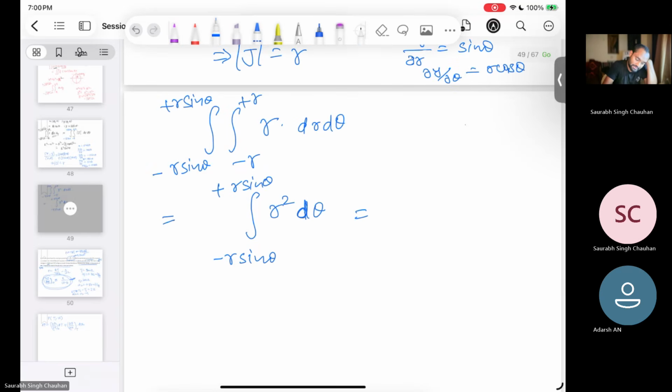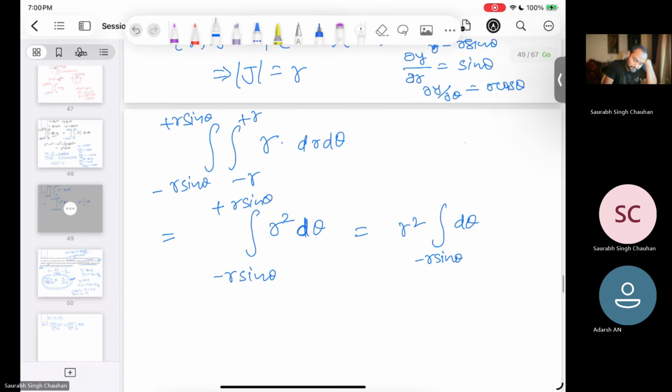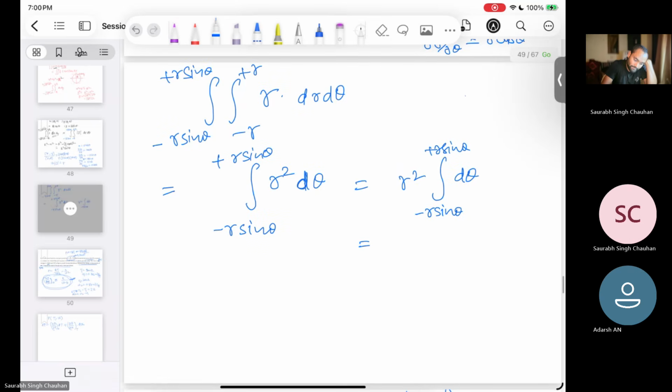Okay, let's do it and see what we are missing. So r square will come out and it will be reduced to theta, minus r sin theta plus r sin theta, and r sin theta twice, right? So we had made some mistake. I don't know what.